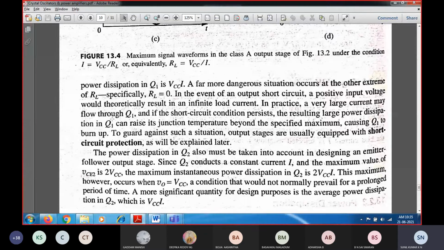Now when RL is equal to 0, that means whenever the output is short circuited, a positive input voltage leads to an infinite load current, because in short circuit mode you are going to have an infinite current. That means the maximum current will flow from the power supply to the load if RL is equal to 0. In that case, an infinite amount of current will flow through transistor Q1, and because of this the common emitter circuit will get destroyed. Because of this, we need a short circuit protection circuit when RL is equal to 0.